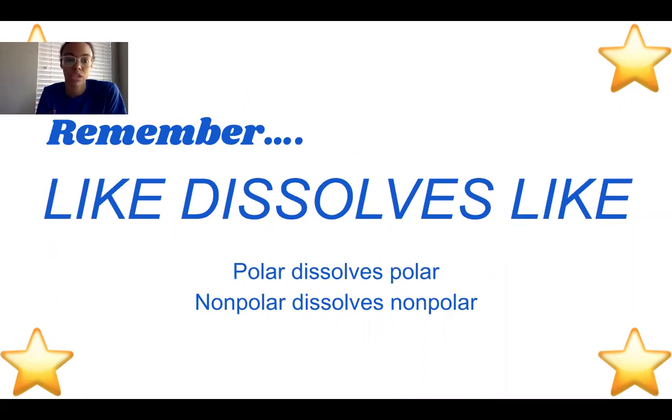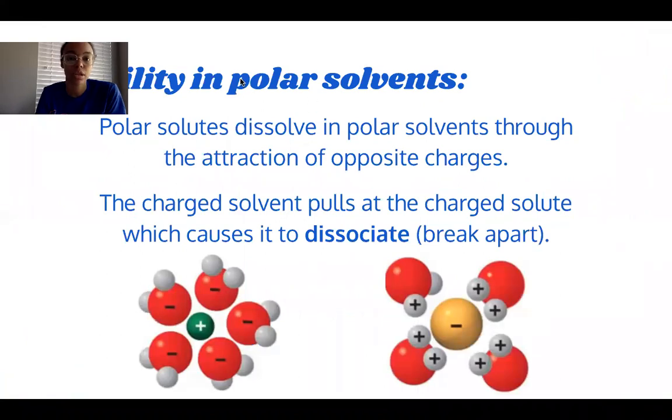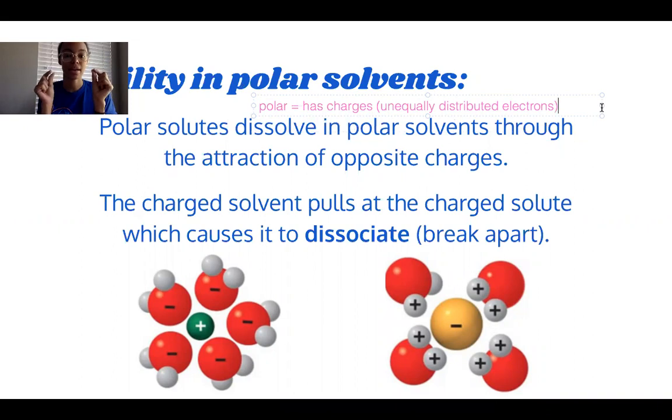So then you may be wondering, why is that the case? Well, if you remember last class and that awesome video we watched, it is because polar things, for our purposes, we can think of polar meaning it has charges, aka it has unequally distributed electrons. Okay, so if it has charges, it has unequally distributed electrons. That means that when you put two polar things together, their positives and their negatives, they are going to attract, and that attraction is what enables the dissolving.